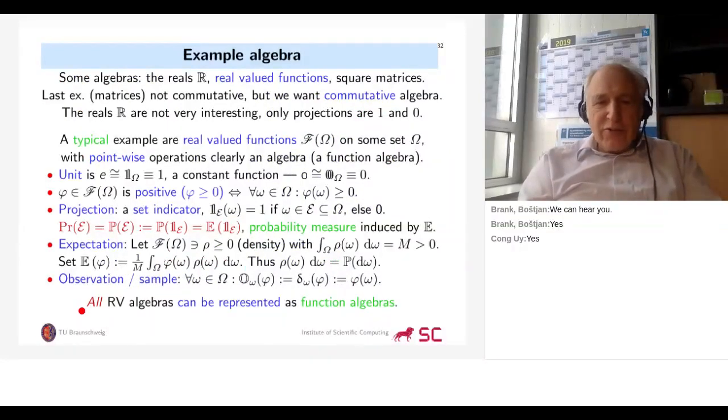It turns out, and we can prove it, though I will not do it here, that all these commutative random variable algebras can be represented as function algebras on such a set omega, where we can define a probability measure. Of course, we take the function which is always 1. It turns out that the probability of the whole set omega is 1. That's our universe of realizations.